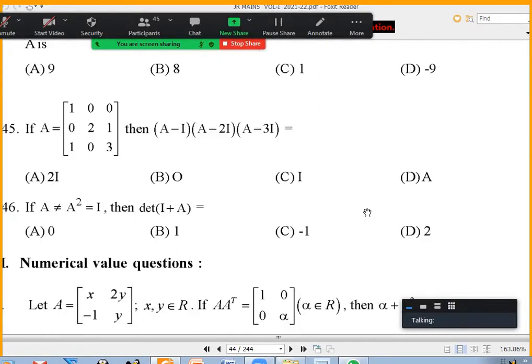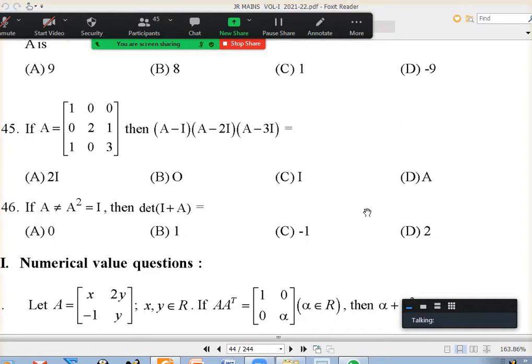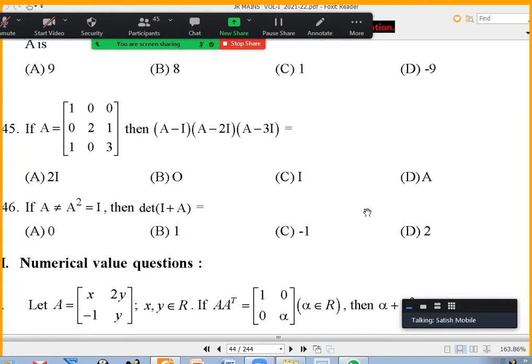Okay, 145. Anybody have a doubt? One thing about 145 is, if you wanted to find the A minus I matrix separately, the A minus 2I matrix separately, and the A minus 3I matrix separately, you can use the Cayley-Hamilton theorem also.